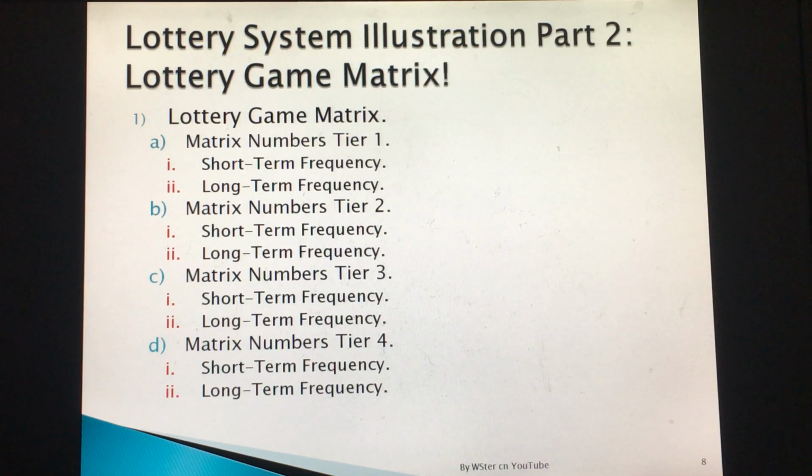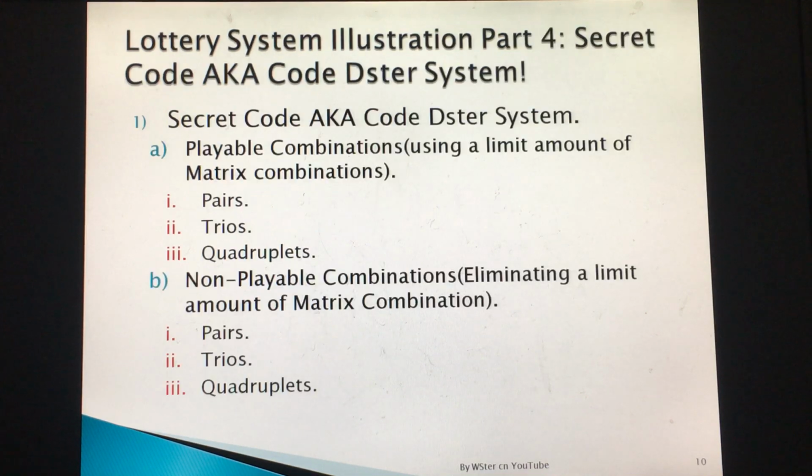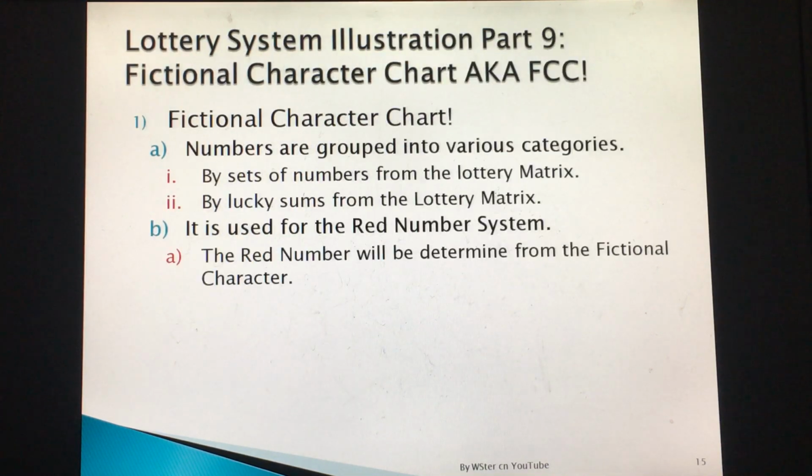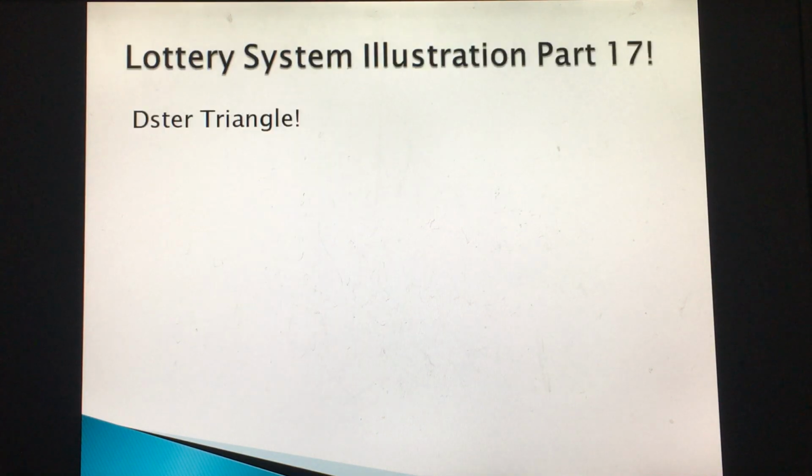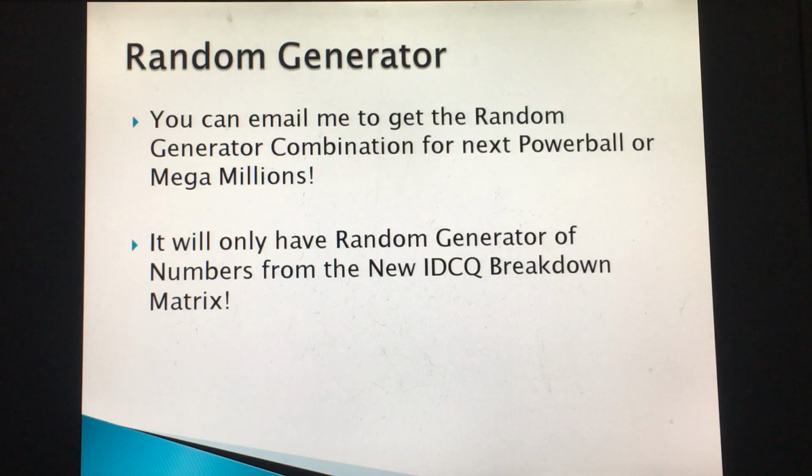Because if you don't change it, numbers get drawn, and you've got to update the numbers that are drawn. And keep going into illustration parts 16, 17, 18, which will be the Dster triangle, and the red Dster will try to incorporate into 17, 18, 19. We'll try to do that, or even go into 17 and 18, and shorten those two lottery illustrations.